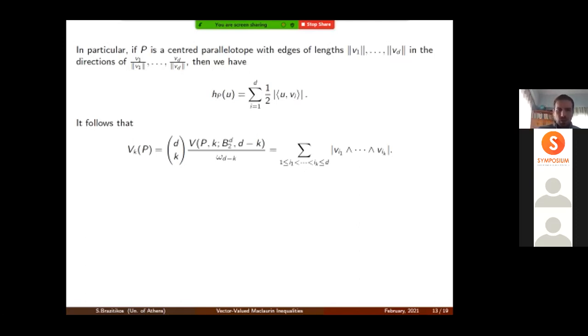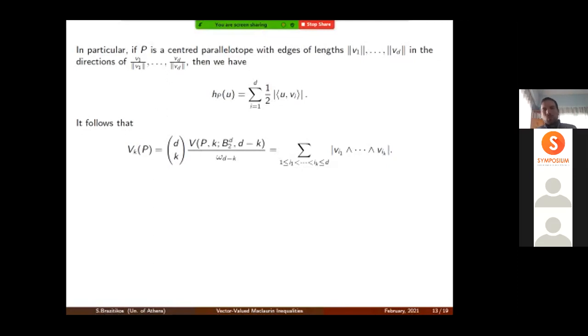We have this equality that the K intrinsic volume of the parallelotope is exactly the sum of the K-fold wedge products. So this is the connection now of the sum of K-fold wedge products with the intrinsic volume.